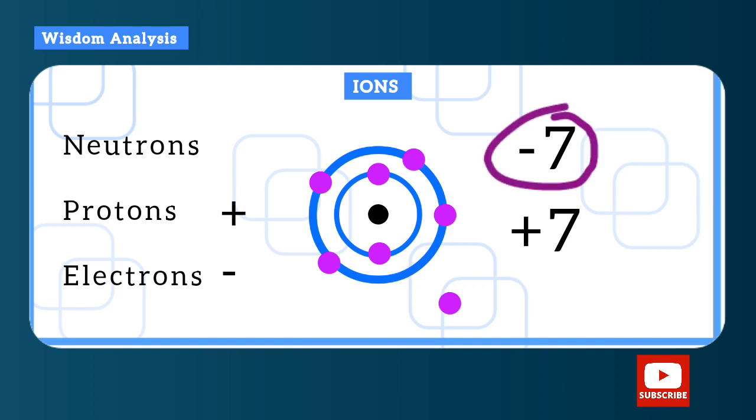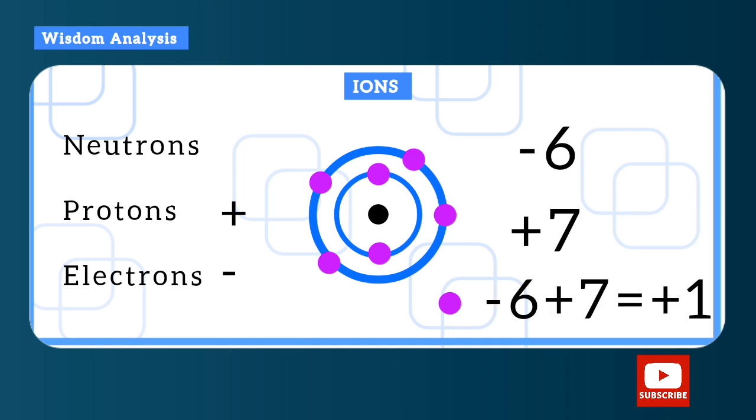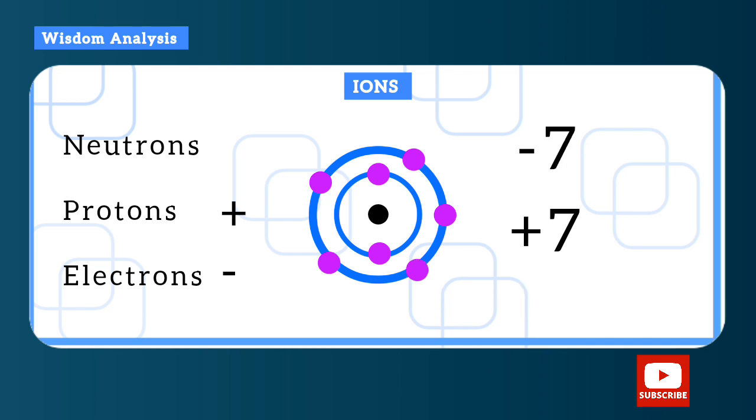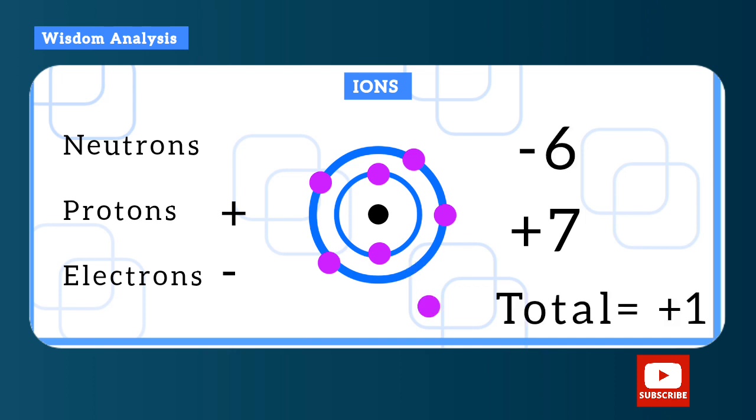So if it loses 1 electron, this -7 will reduce to -6, and now the total charge will be +1. So if it loses 1 electron, it forms +1. Now if it gains 1 electron, now this was -7 before, it gains an additional electron, which will be -8. So the total charge will be -1. So if it loses 1 electron, the total charge becomes +1. Loses 2, the charge becomes +2. If it loses 3, the charge becomes +3. Okay?